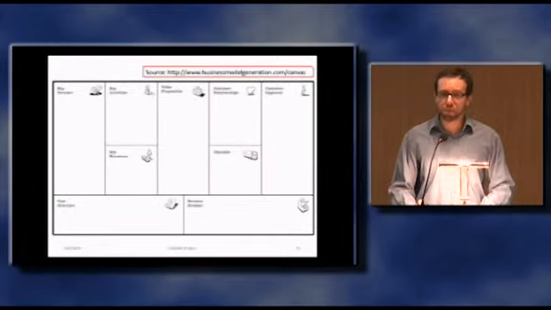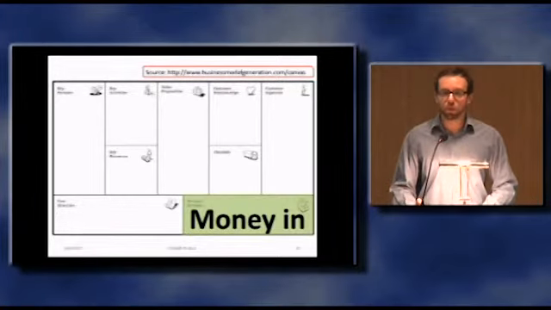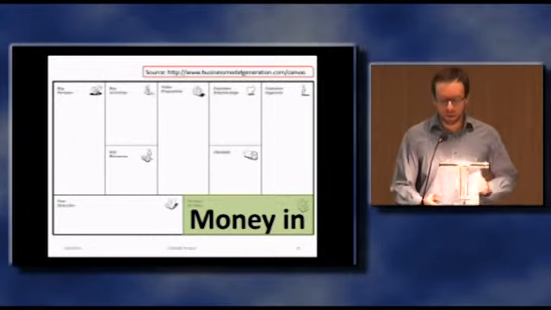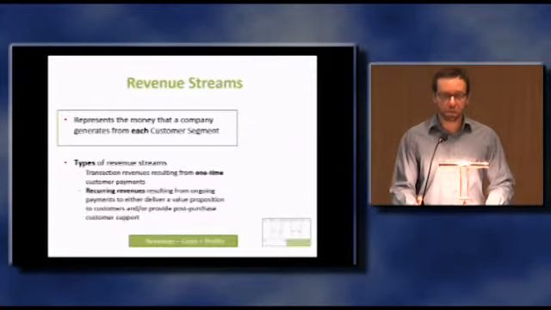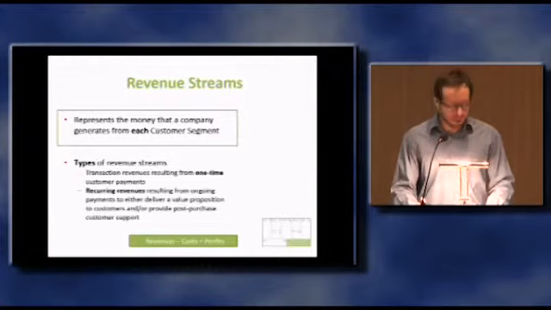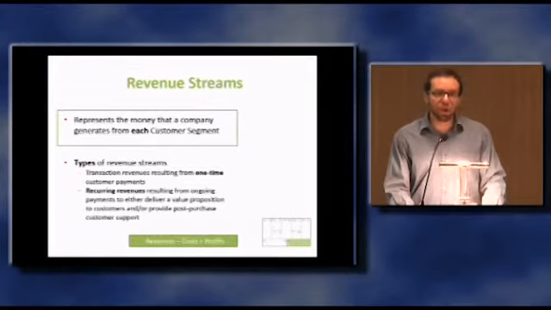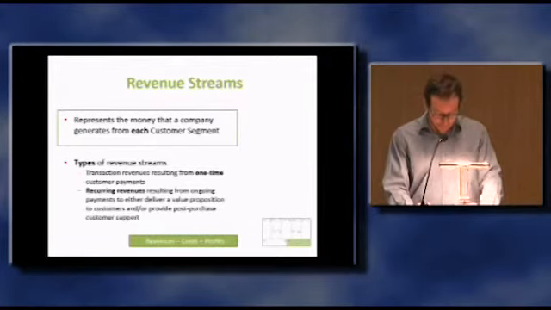In the next part of the business model canvas, we will discuss the bottom segment. How does the money come into the organization? So let's see. On the bottom right-hand corner, we have the revenue streams, which represent the money that a company generates from each, again, customer segment.